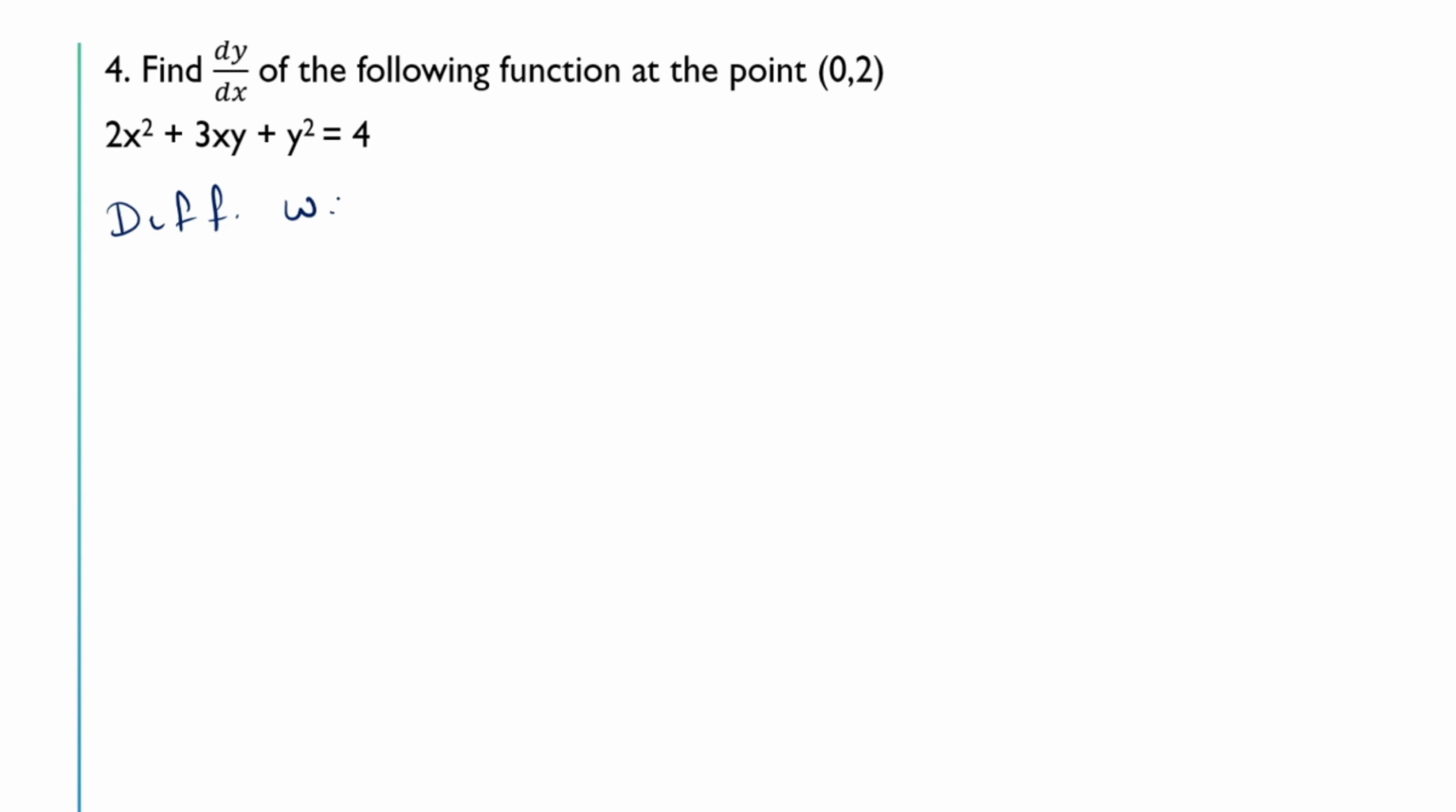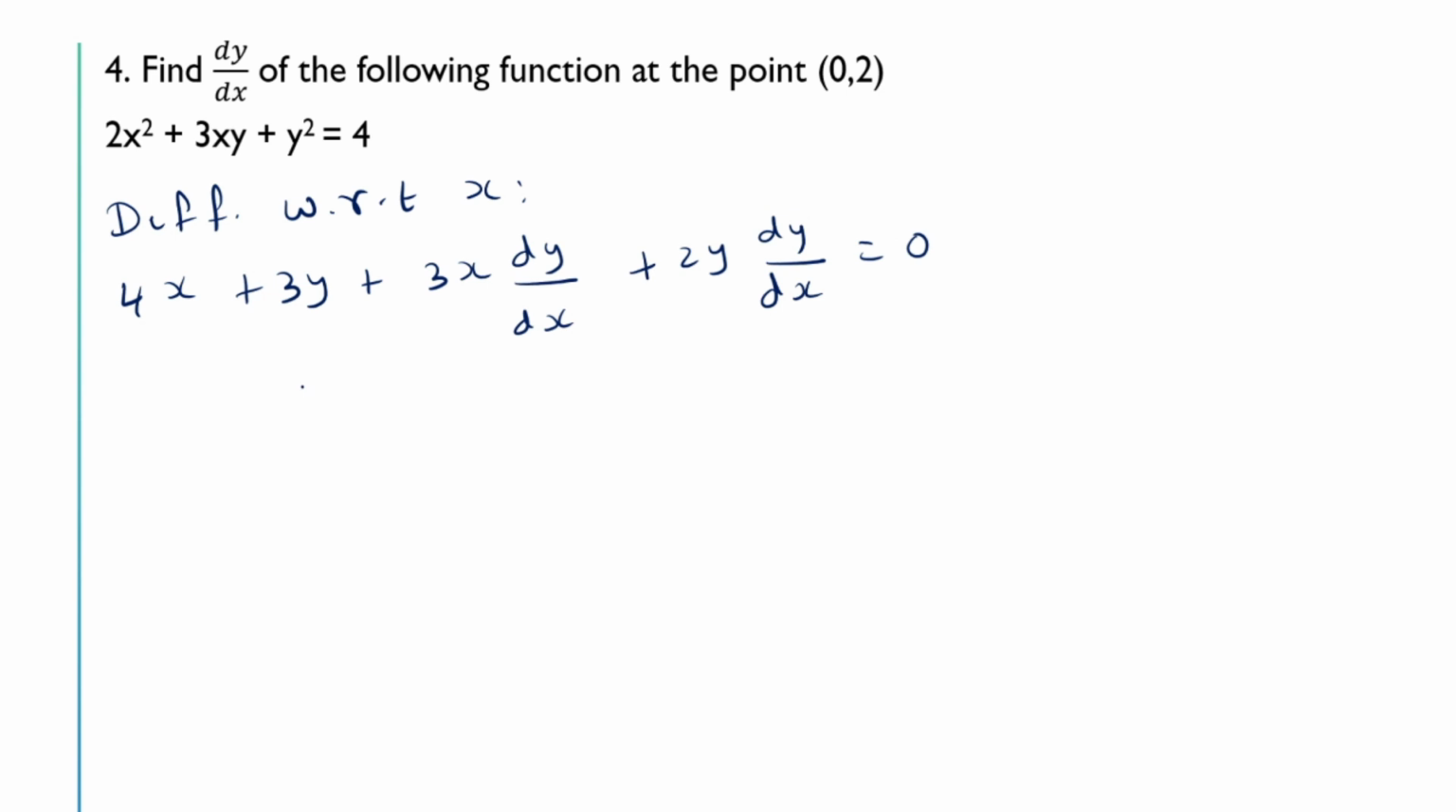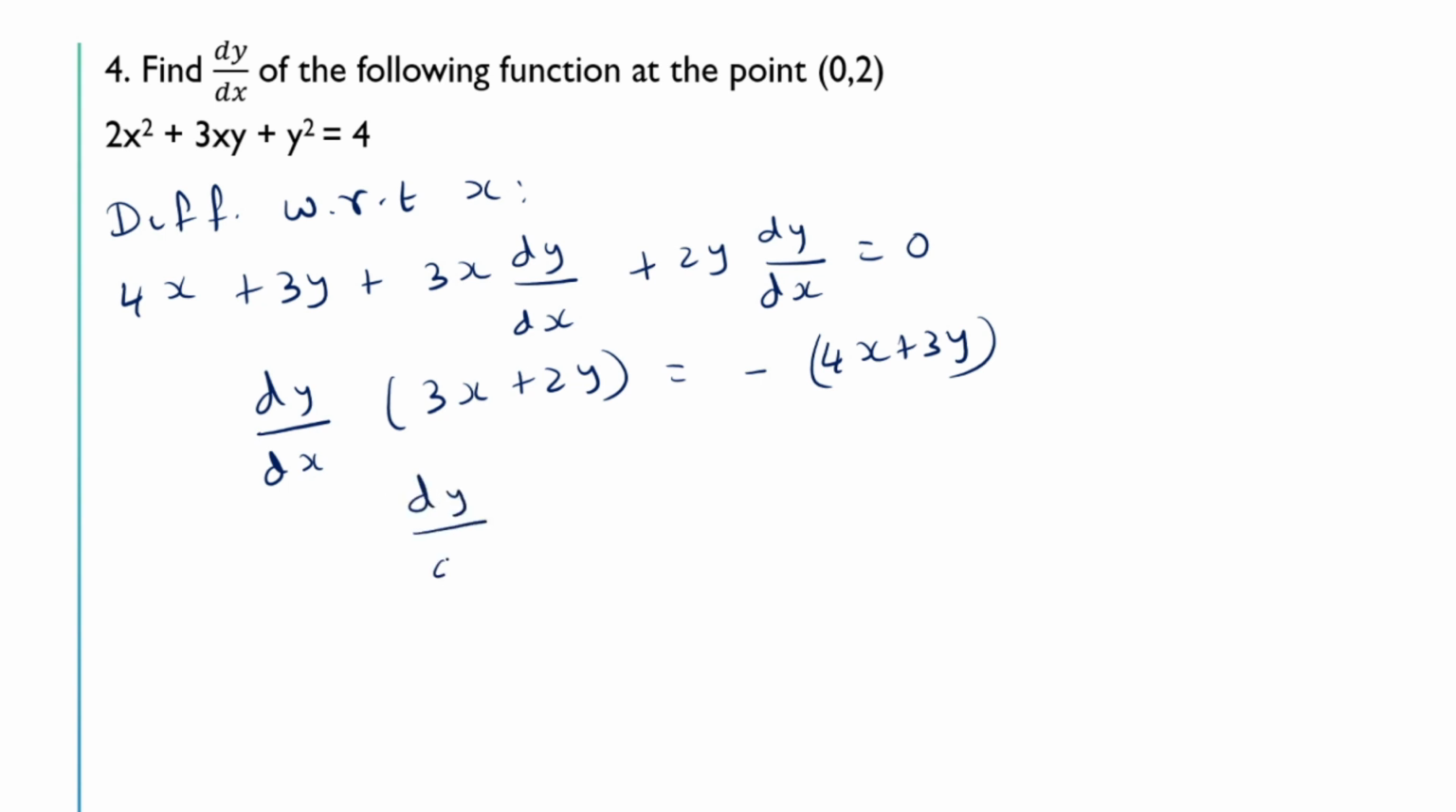So differentiating both sides with respect to x, we get 4x plus 3y plus 3x dy by dx plus 2y dy by dx equal to 0. So dy by dx into (3x plus 2y) equal to minus of (4x plus 3y). Therefore dy by dx is equal to minus of (4x plus 3y) divided by (3x plus 2y).